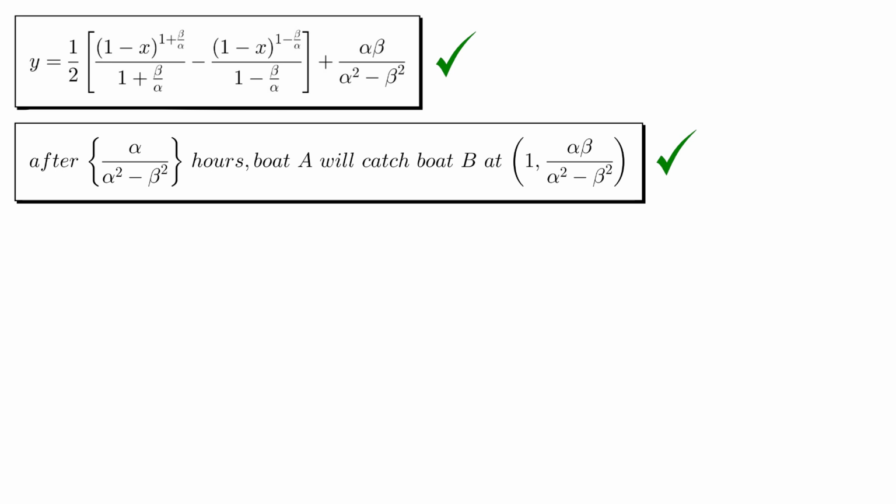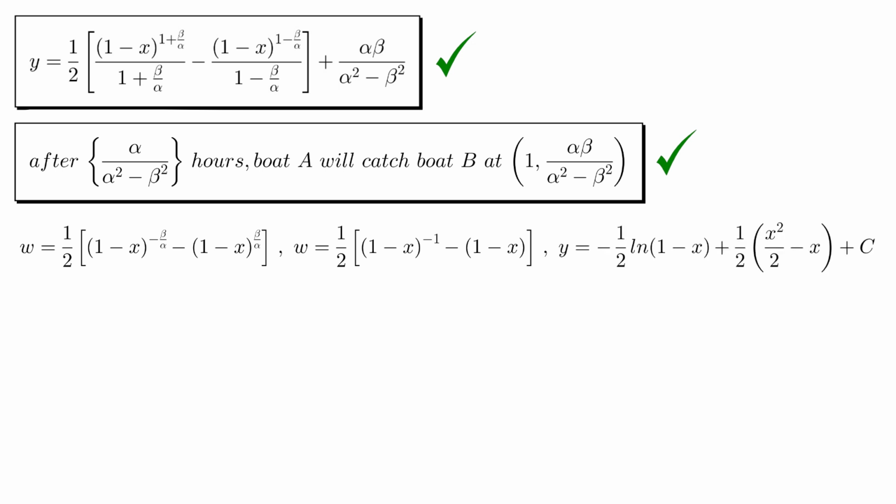The more interesting question, the $1 million question. The two speeds are equal, and can boat A catch boat B? Notice when alpha equals beta, the pursuit curve changes. Let's go back for a minute to this equation. Since beta equals alpha, now we have w equals 1 over 2 times (1 minus x to the power of minus 1 minus x). And we integrate both sides like we did before, and we get this expression here. So boat A will reach boat B only if x equals 1.